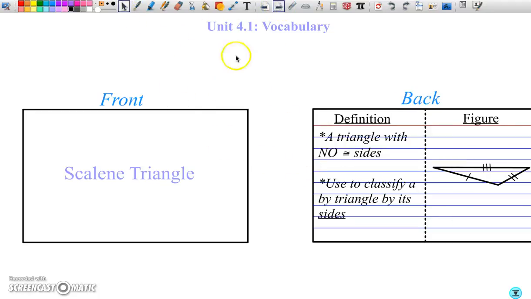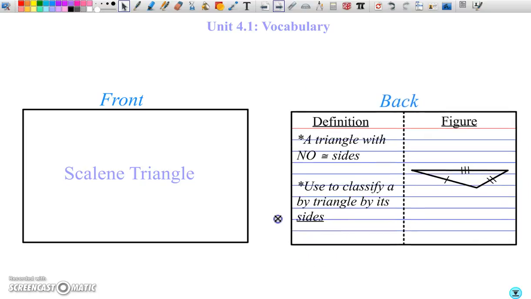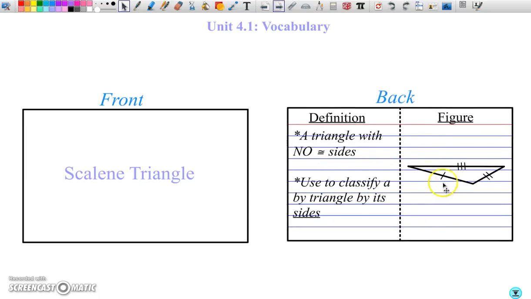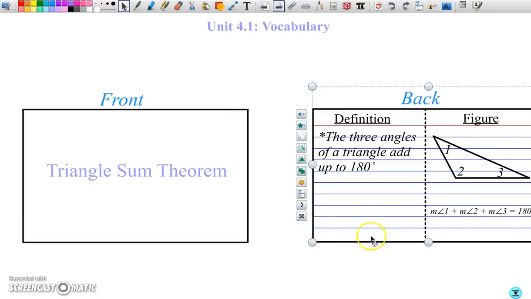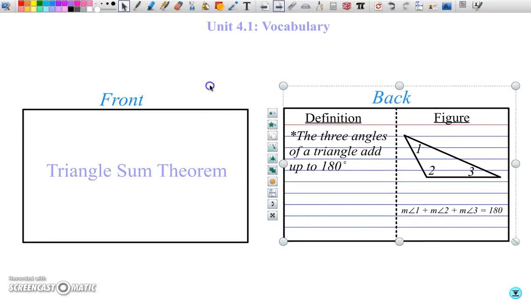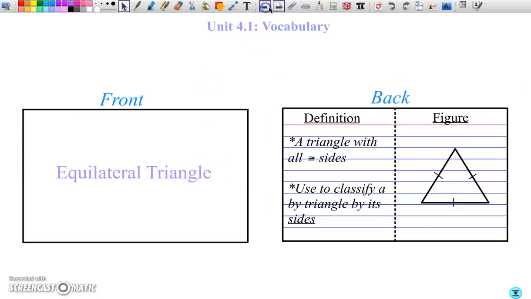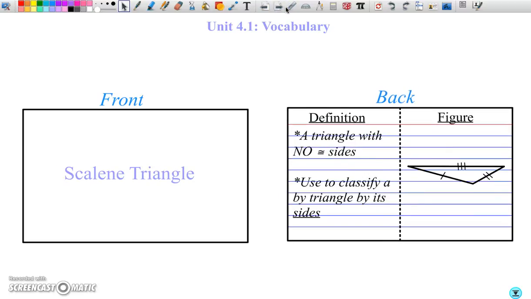We have scalene, and in a scalene triangle, none of the sides are congruent. You'll notice in the picture, all three are marked differently. Again, this is still a classification by sides. Those are your side classifications. We only had three of them: equilateral, isosceles, and scalene.